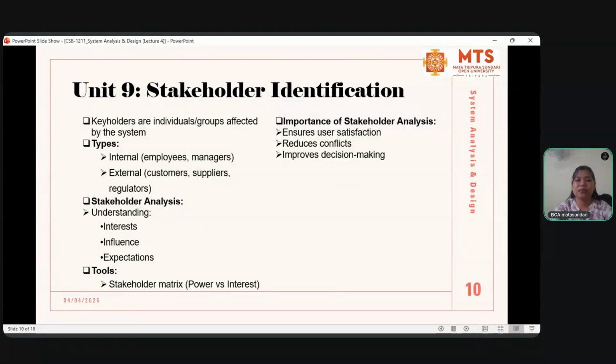Okay, stakeholder analysis: how to understand stakeholder analysis. Interest, influence, how they are influenced, and their expectations. Tools: stakeholder matrix, power versus interest. What is the importance of stakeholder analysis? It ensures user satisfaction, reduces conflict, and improves decision making. These are the importance of stakeholder analysis.